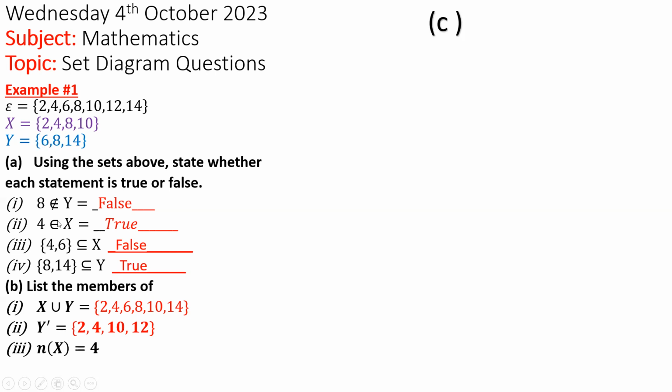Okay, now let's go to the next one. What are the elements of X? 2, 4, 8, and 10. Good. Is 4 in X? Yes, sir. That's why it's what? True. Good. Now, this says the set {4, 6} is a subset of X. Do you see 4 in X? Yes, sir. Do you see 6 there? No, sir. That's why {4, 6} is not a subset of X.